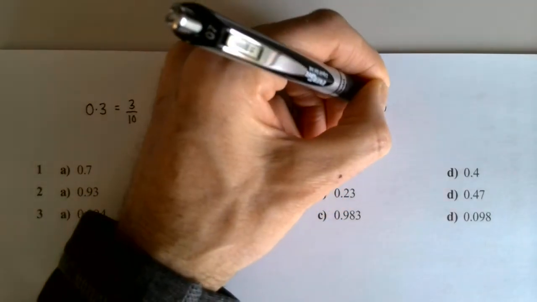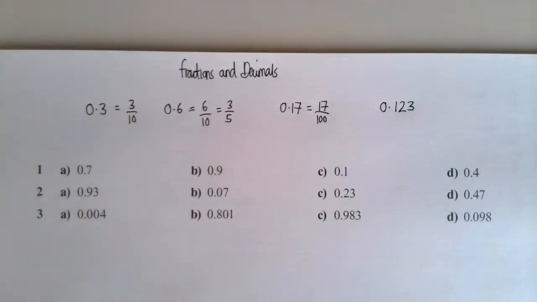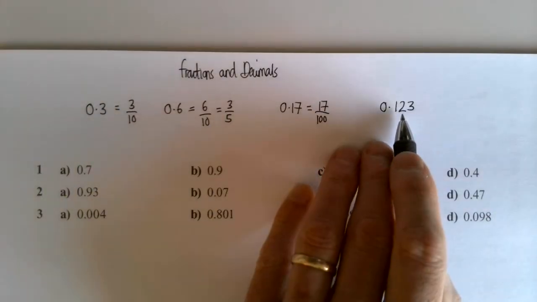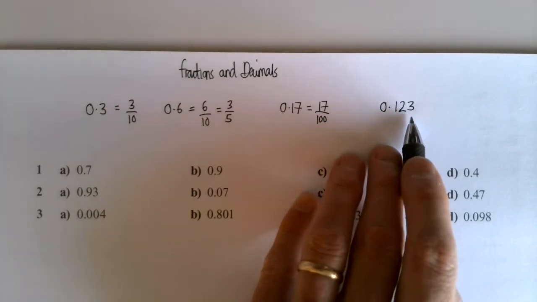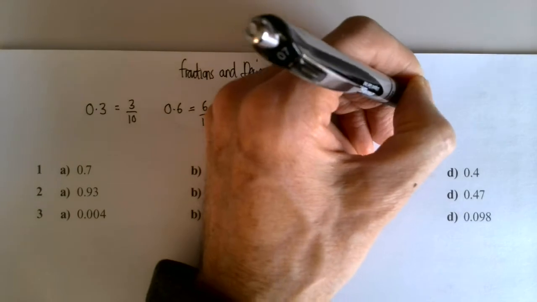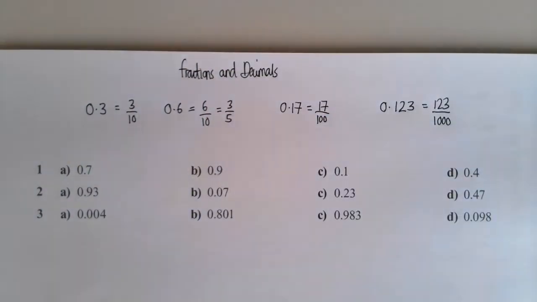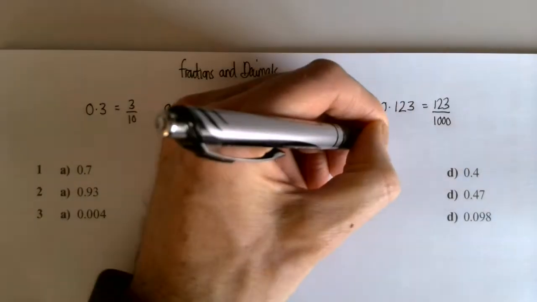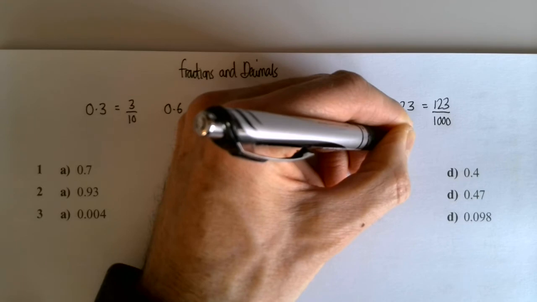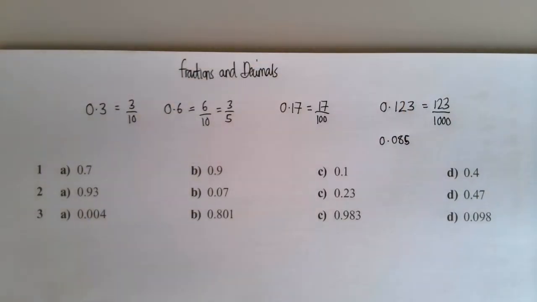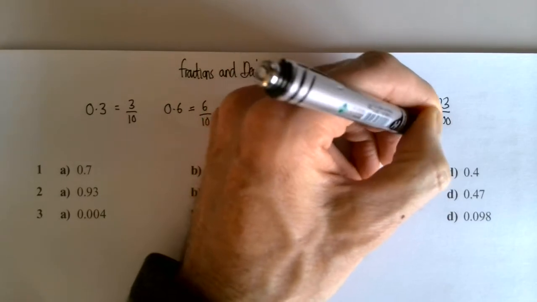And then I've got 1/10, 2/100ths and 3/1000ths, or 123/1000ths. So as a fraction, that looks like that. And anything that goes into the 3rd decimal place is going to be in thousandths. So this is 85/1000ths.